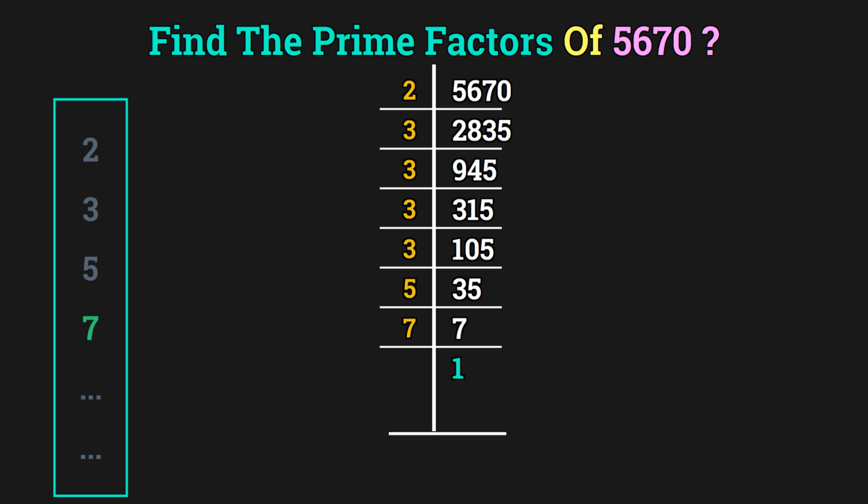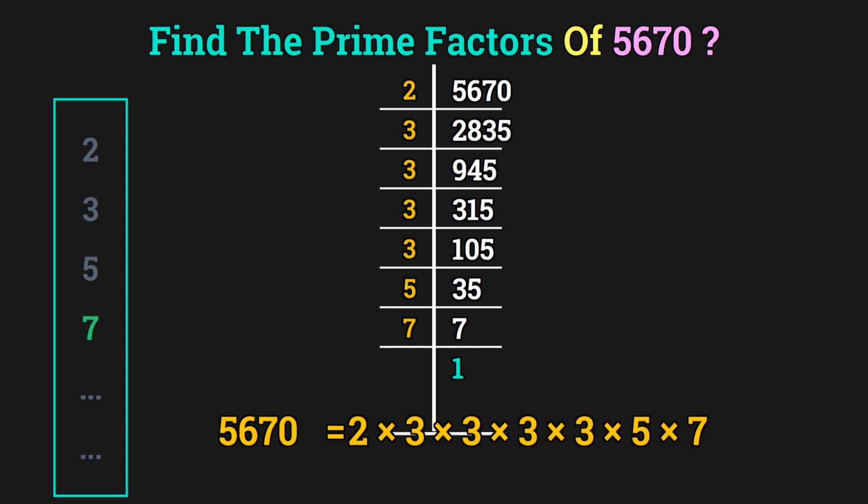And we are done. The prime factors for 5670 are 2 times 3 times 3 times 3 times 3 times 5 times 7, which can be written as 2 times 3 to the power 4 times 5 times 7. And these were the whole prime factors for this number.